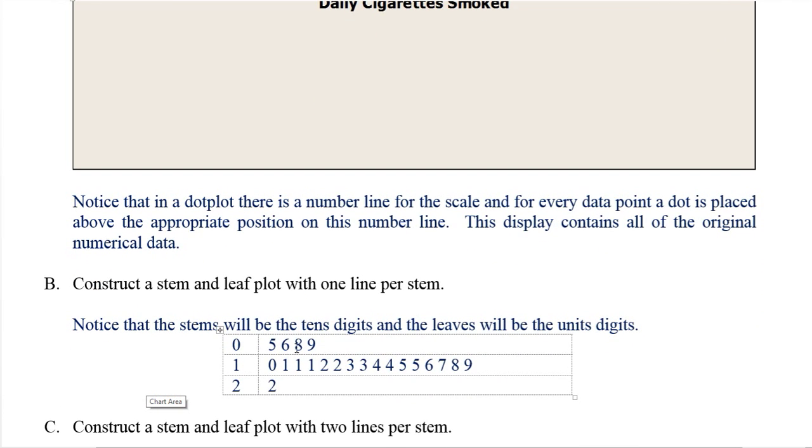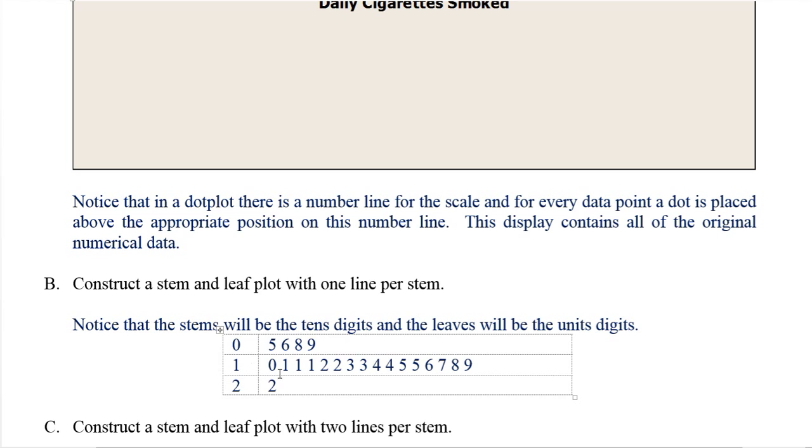Here's what we should have. So this means that the 0 stem means these are single digits. So there's a 5 and a 6 and an 8 and a 9, and the ones in this line have a stem of 1, so the tens digit is one. This is 10, 11, 11, 11, 12, 12, 13, 13, 14, 14, 15, 15, 16, 17, 18, 19, and this one down here is 22.